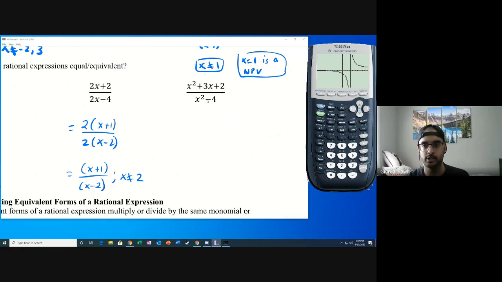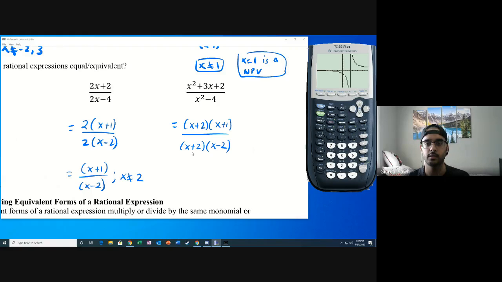Now it looks a little bit more challenging because I got some polynomials. I got even a quadratic top and bottom. I got to factor these. So if I look at the top one first, 2 numbers that multiply to 2, add to 3, that's going to be 2 and 1. So x plus 2, since everything's positive, x plus 1. On the bottom, that's a difference of squares. So we're going to have an x plus 2 and an x minus 2. Now I look good.